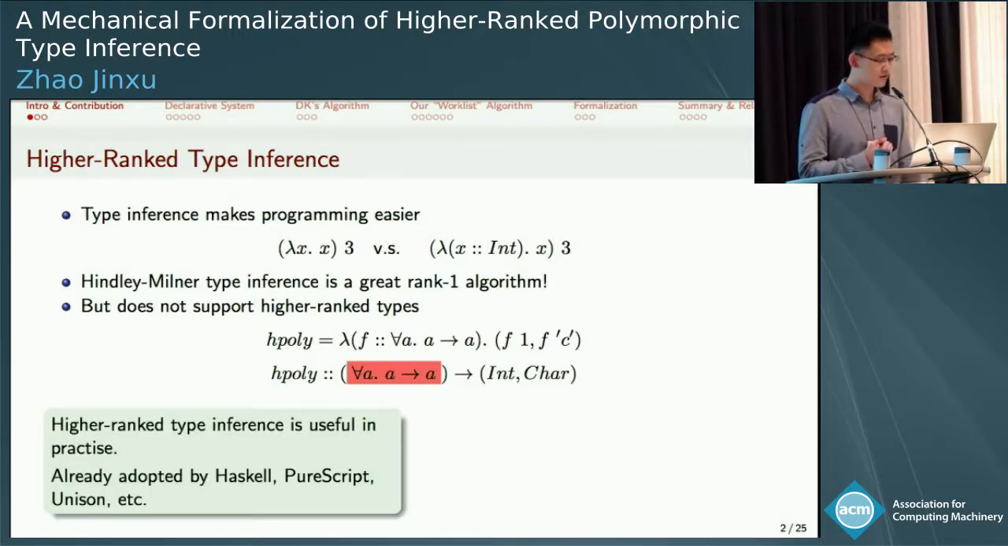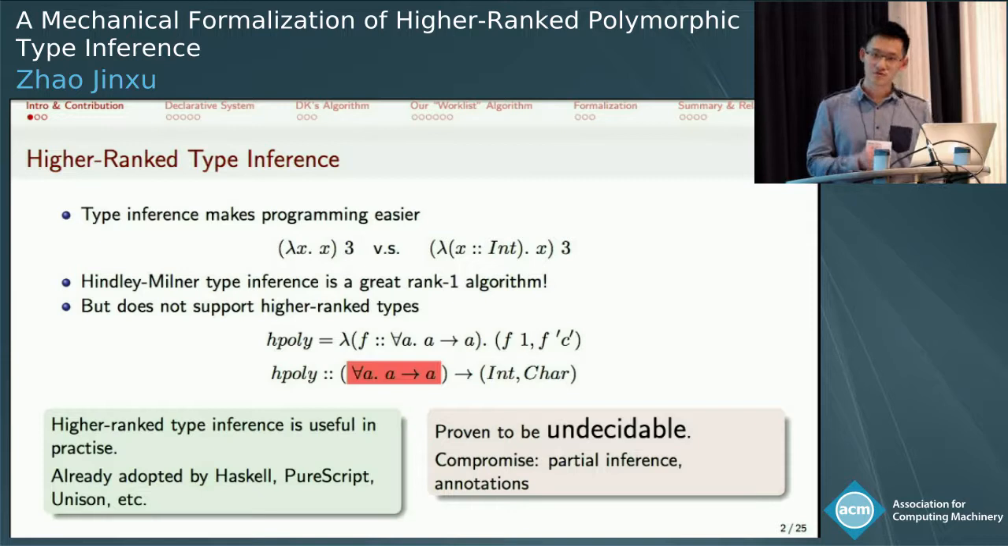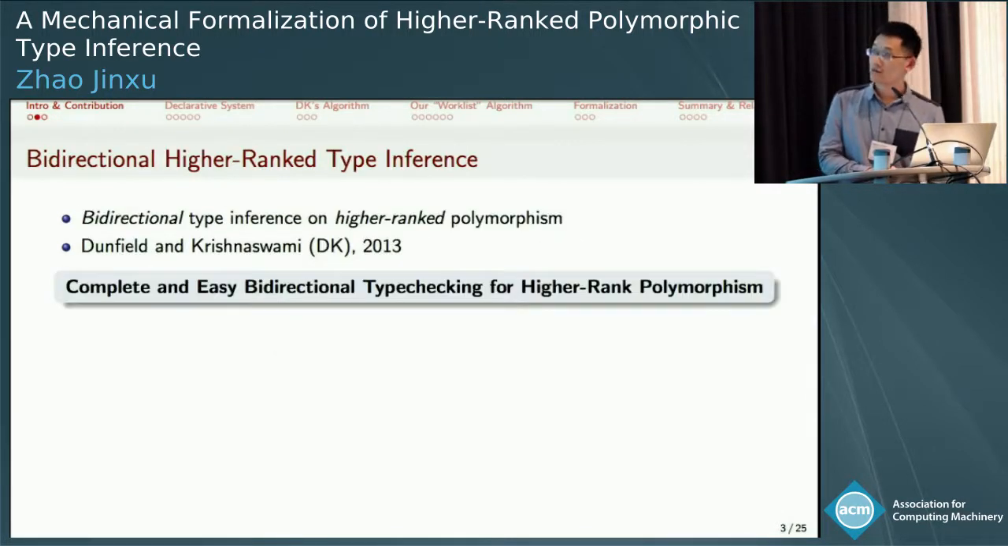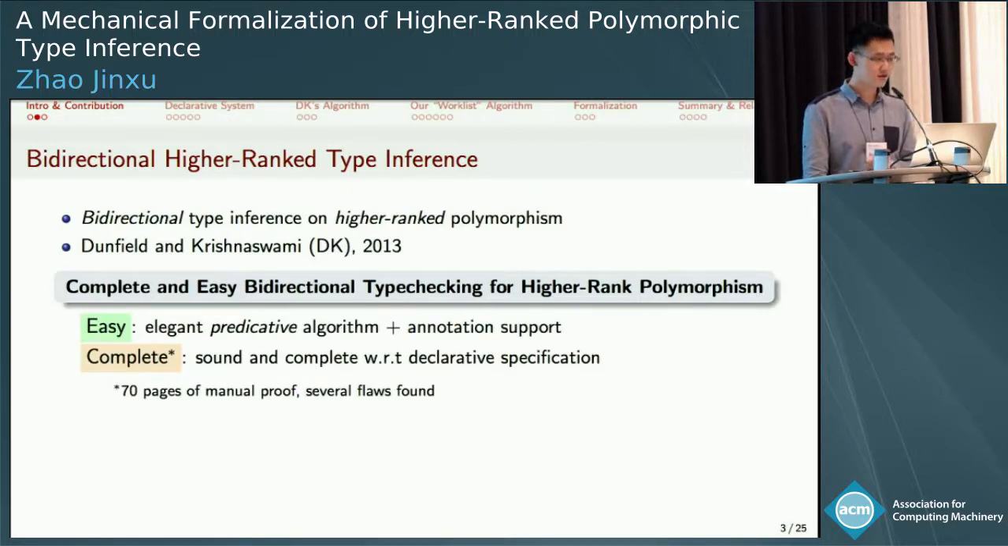Type inference for higher ranked types is useful in practice, but unfortunately it's proven to be undecidable if you want full type inference. So we need to make compromises, for example, partial type inference, or annotations. And bidirectional type inference is also very popular these days. Dunfield and Krishnaswami in 2013 proposed complete and easy bidirectional type checking for higher ranked polymorphism, so it has all the ingredients we want. Their algorithm is easy, which is an elegant predicative algorithm.